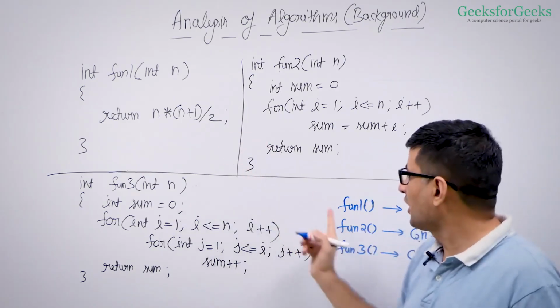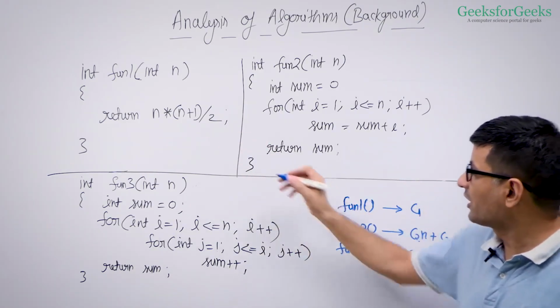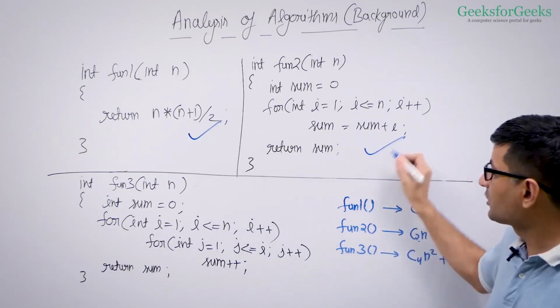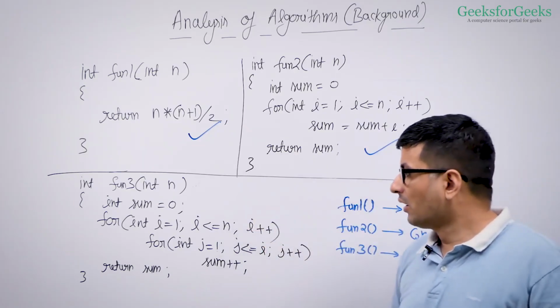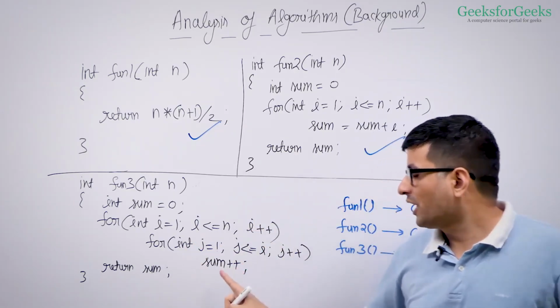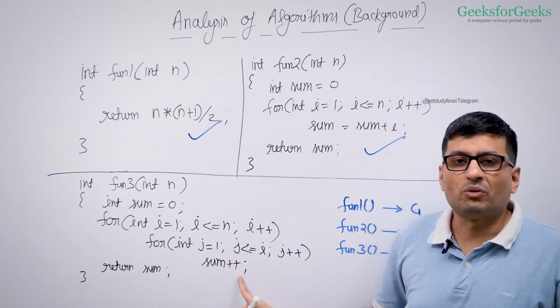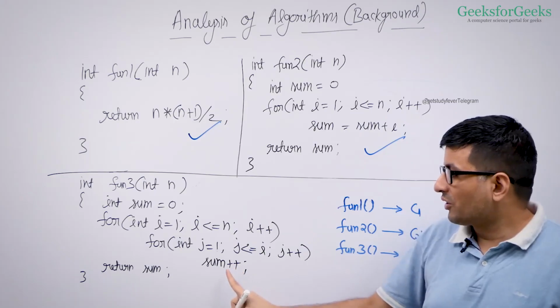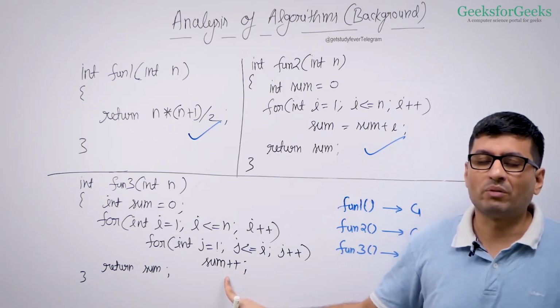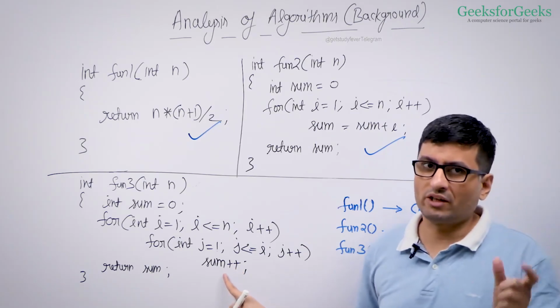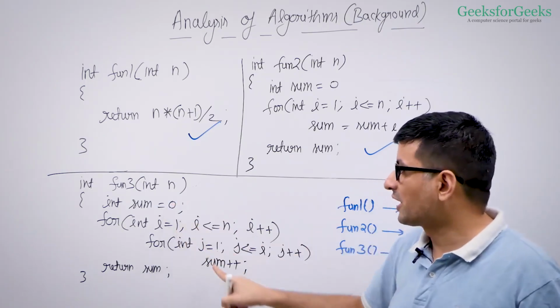So we have seen how we get the expressions for fun1 and fun2. Let us now see fun3. What happens in fun3? We have this sum plus plus operation that is going to happen how many times? It's going to happen n into n plus 1 by 2 times, because sum is going to get that value at the end, right? Sum is initialized as 0.